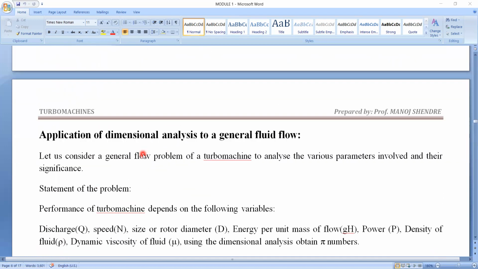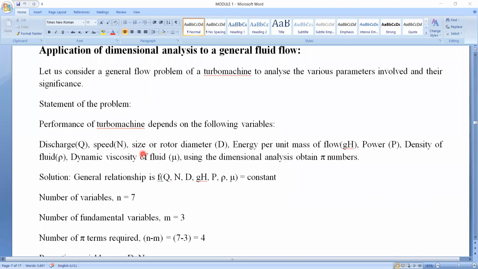Okay, so this completes the video lecture here itself. In the next video lecture, that means in lecture number 4, we will study the significance of these pi 1, pi 2, pi 3 and pi 4 terms in the analysis of turbomachines. So this is the most expected question in exams.